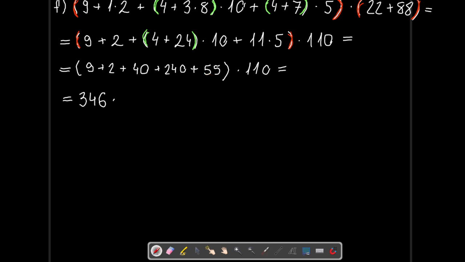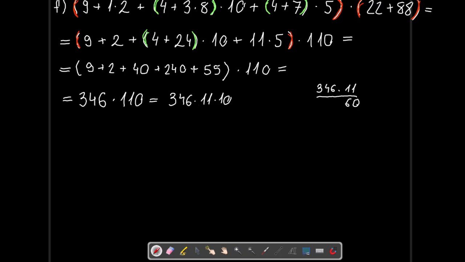Okay, times 110. We know that is 346 times 11 times 10, since 110 is just 11 times 10. So we will multiply these two numbers and then add an extra 0 because we're multiplying by 10. So 346 times 11. Let's do the column multiplication here.